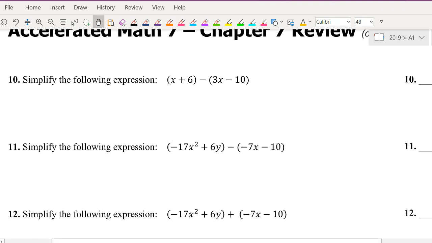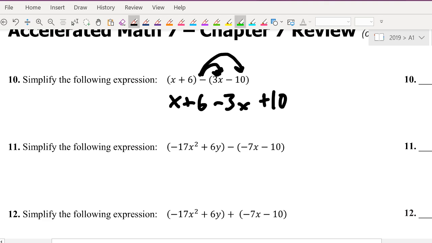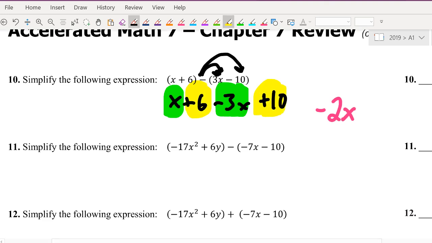Simplify the following expression. Okay, now remember, we've got a negative here, so we have to distribute a -1, just like we did on that other problem. X plus 6. Okay, what happens to this 3x? Becomes a -3x, and then -10 becomes positive 10. Now we can combine like terms. So x will combine with -3, so that gives us -2. And then 6 and 10 makes 16.